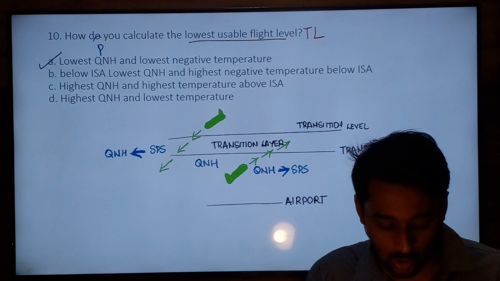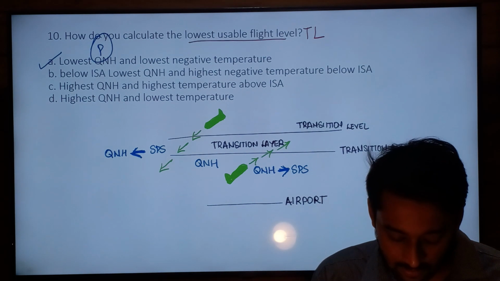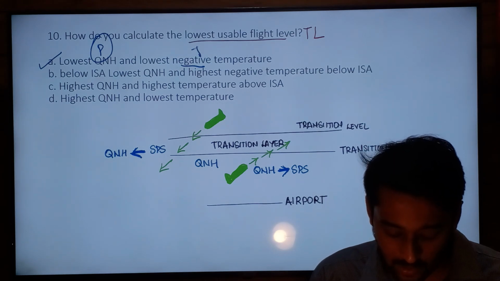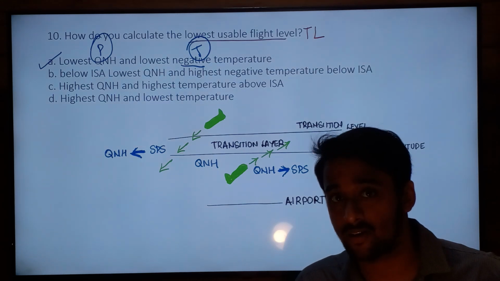Lowest QNH means they are talking about the lowest pressure possible in that area. Lowest negative temperature means they are talking about colder and colder temperature. So these two conditions we should stay away from.